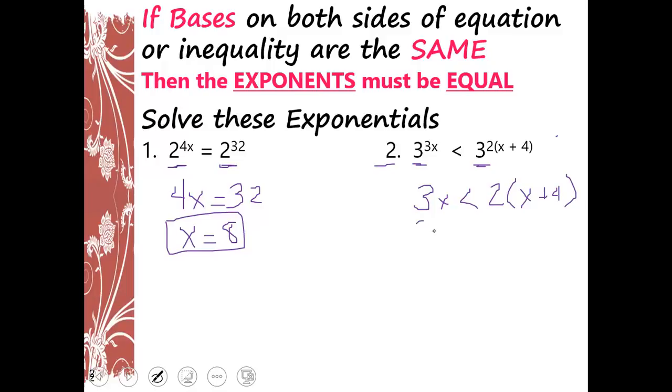So now I distribute on this side. I move my x's to the same side by subtracting 2. And I have x is less than 8, and if I were to write that in interval notation, it would be parenthesis negative infinity to 8 parenthesis. Again, this side is parenthesis because this is exclusive.